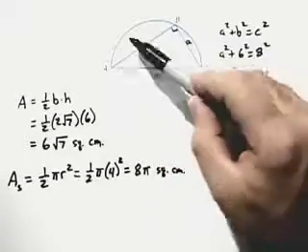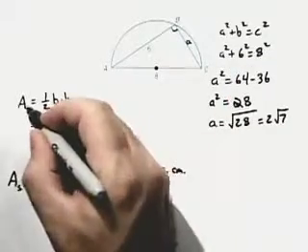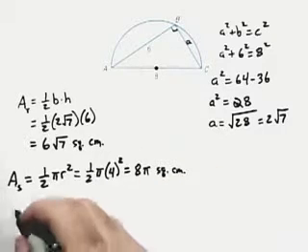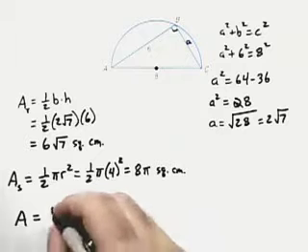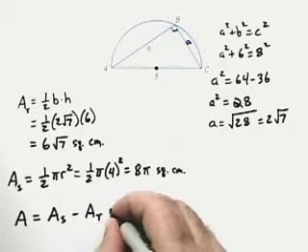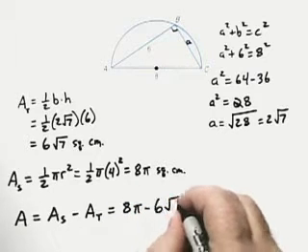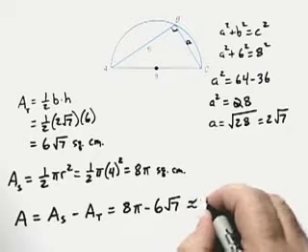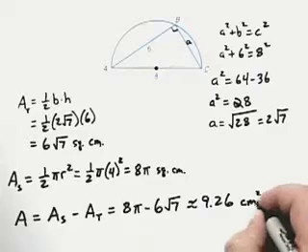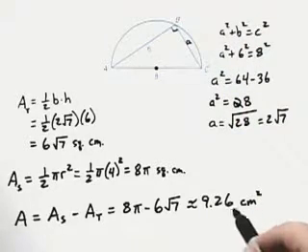To find the area of the shaded region then, we'll subtract the area of our triangle, we'll call that A sub T, from the area of the semicircle, A sub S. So our desired area will be A sub S minus A sub T, which is 8 pi minus 6 times the square root of 7, which is approximately 9.26 square centimeters, or we can write centimeters squared. So the area of the shaded region is roughly 9.26 square centimeters.